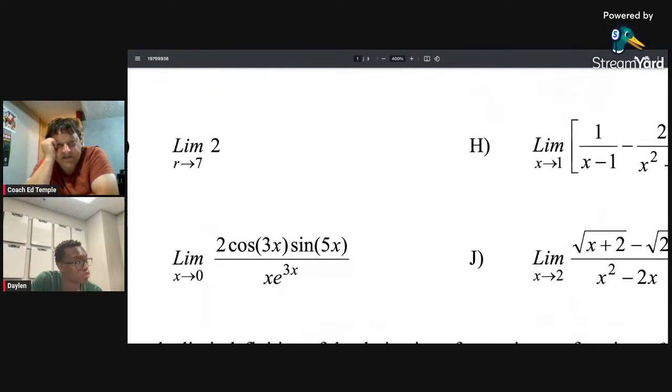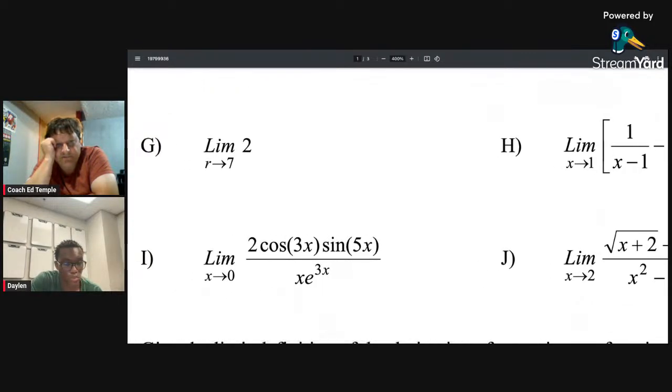Okay, so letter G looks like really a stupid problem. But if you are just given a limit, limit of 2, that's just a number. Numbers can't change, so it doesn't matter. What does that say? R? I can't even read it. R approaches 7, I think it says. Okay, R could go to 1 million, 1 zillion. It doesn't matter. 1 trillion, it wouldn't matter. The answer is still going to be 2. That's because that's a straight line. That's the equation y equals 2. So no matter where you're at for the x value, it's still going to be 2.